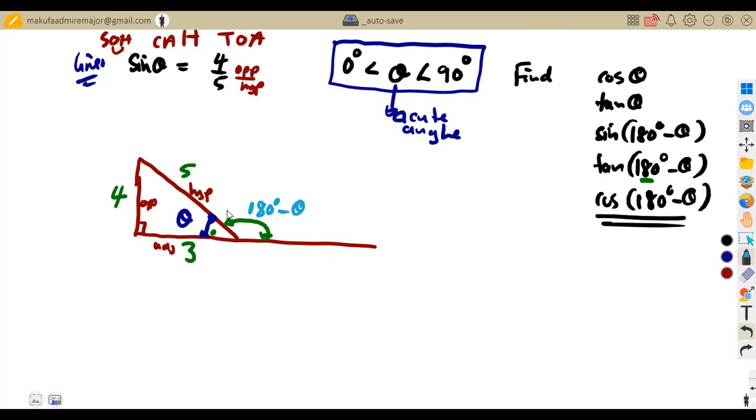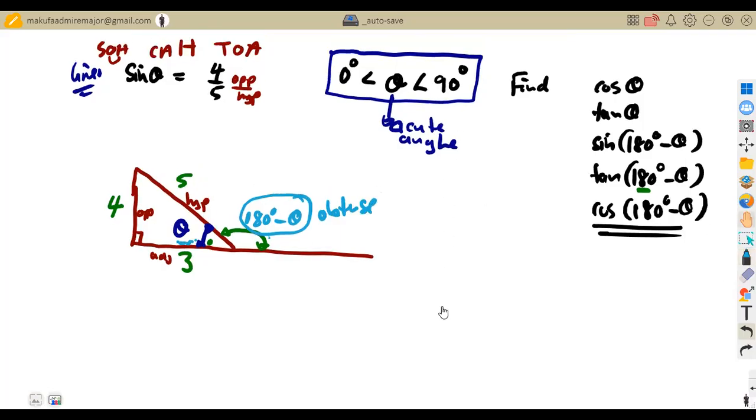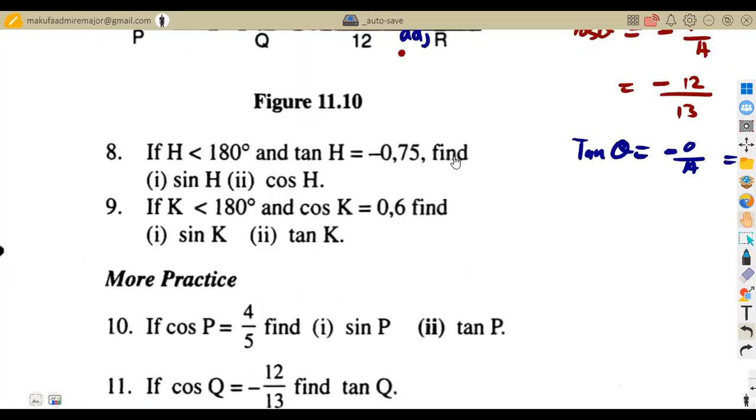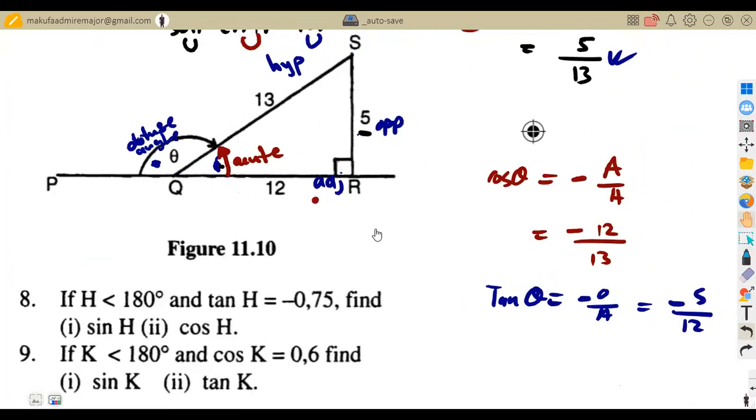There's nothing they are mentioning here. It does not mean that 180 minus theta represents an acute angle or an obtuse angle. It represents the other angle from what you are given. If this is theta, 180 minus theta is the one that will be outside. So in this case, 180 minus theta represents the obtuse angle. If we consider the other case, it's another story. Let us talk about this case so that we properly understand each other here.